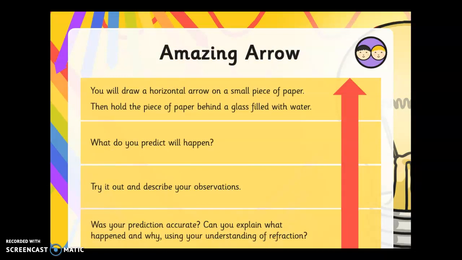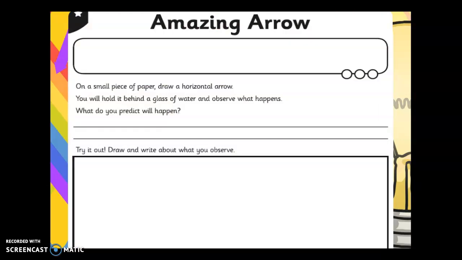In the first investigation, you will draw a horizontal arrow on a small piece of paper, then hold the piece of paper behind a glass filled with water. Don't put the paper inside the glass, you have to hold the piece of paper behind the glass filled with water, and you have to write for me what you predict will happen. Try it out and describe your observation. Try to record a small video telling us your investigation, your prediction, and your observation. Okay, you can also fill in this paper for the first investigation if you choose the amazing arrow.